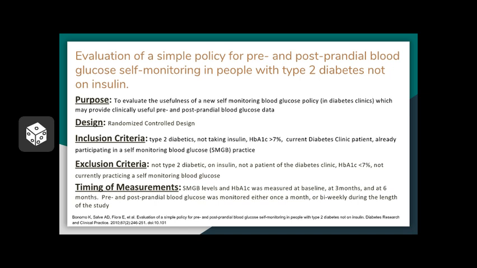The timing of the measurements for the self-monitoring blood glucose and HbA1c was measured at baseline, at 3 months, and at 6 months. Pre- and postprandial blood glucose was monitored either once a month or biweekly during the length of the study, depending on which group you were in.